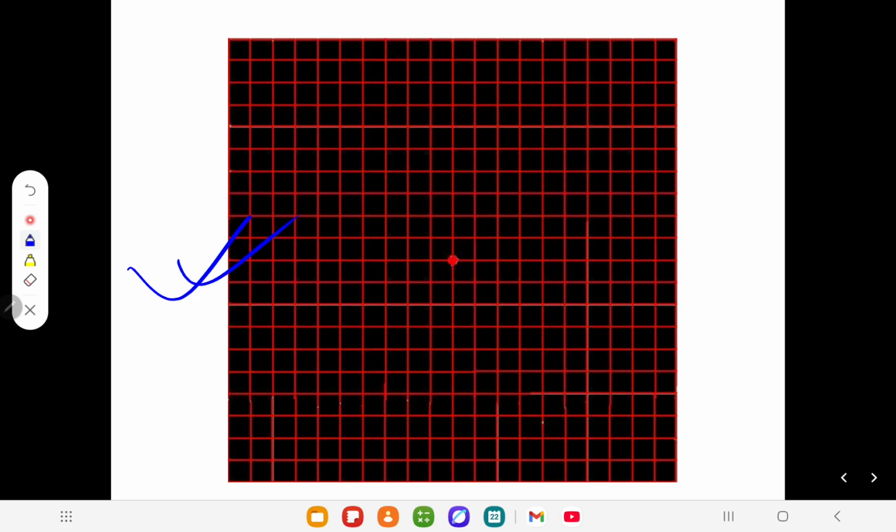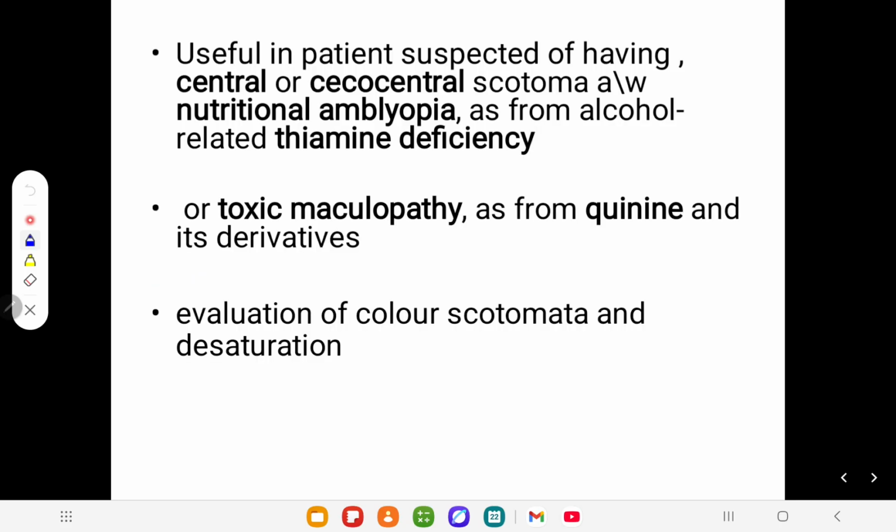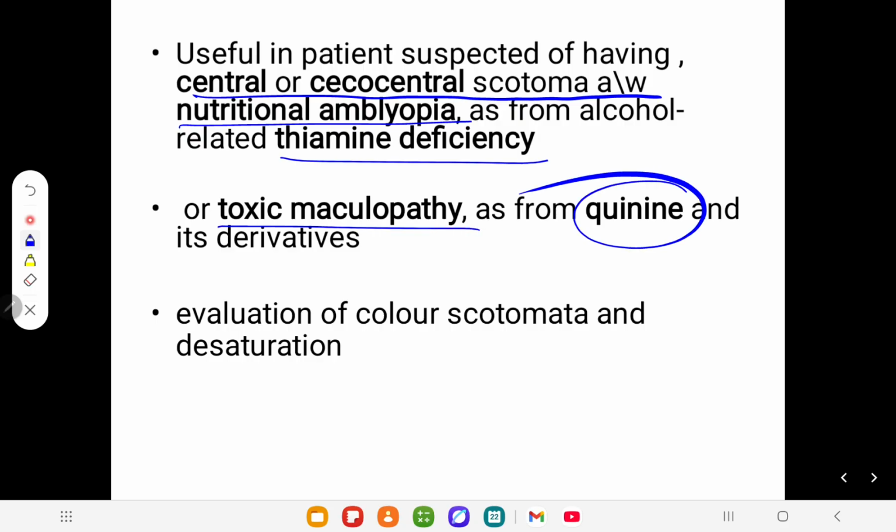Just remember this. Okay. It's useful for a patient with a suspected central or centrocecal scotoma, especially associated with nutritional amblyopia, thiamine deficiency, alcohol poisoning, isn't it? Also toxic maculopathy from quinine derivatives, and for evaluation of color scotoma and desaturation. It is also helpful. So that's why it is used in these regards.